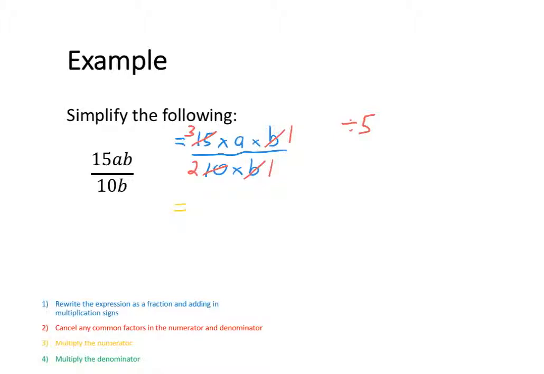So multiplying my numerator, 3 times a times 1 is equal to 3a, and multiplying my denominator, 2 times 1 is equal to 2. So 15ab divided by 10b is simplified to 3a divided by 2.